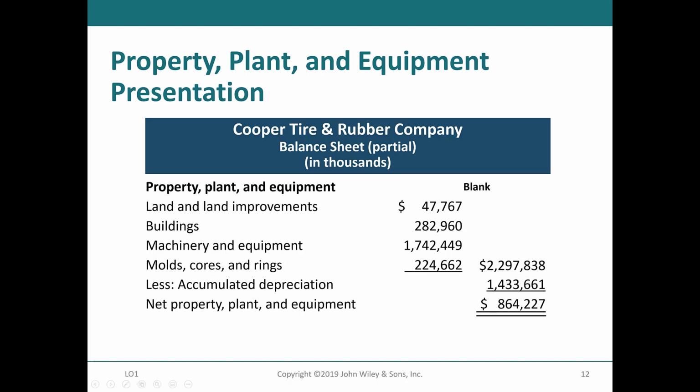All right, so this is an example: property, plant, and equipment, land and improvement, building, machineries and equipment, with their numbers. We have less accumulated depreciation, and we deduct it to get 864,227. Okay, so this is our plant, property, and equipment in the balance sheet. Okay.